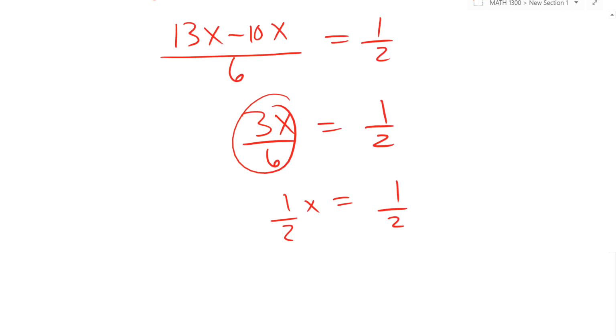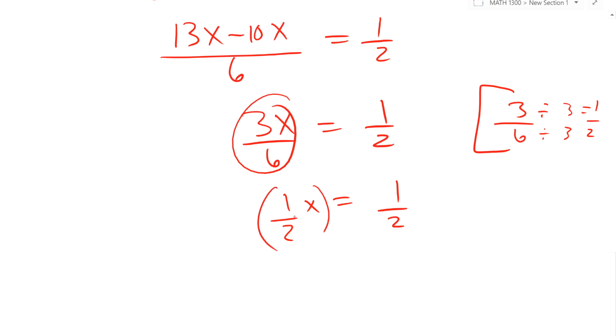And so now what do we do? How do we get that x by itself? I'm sorry, here let me show you guys how I got 1/2 from 3x over 6. I'm going to divide top and the bottom by 3, which is just 1/2. So that's how I changed 3 over 6 into 1/2.